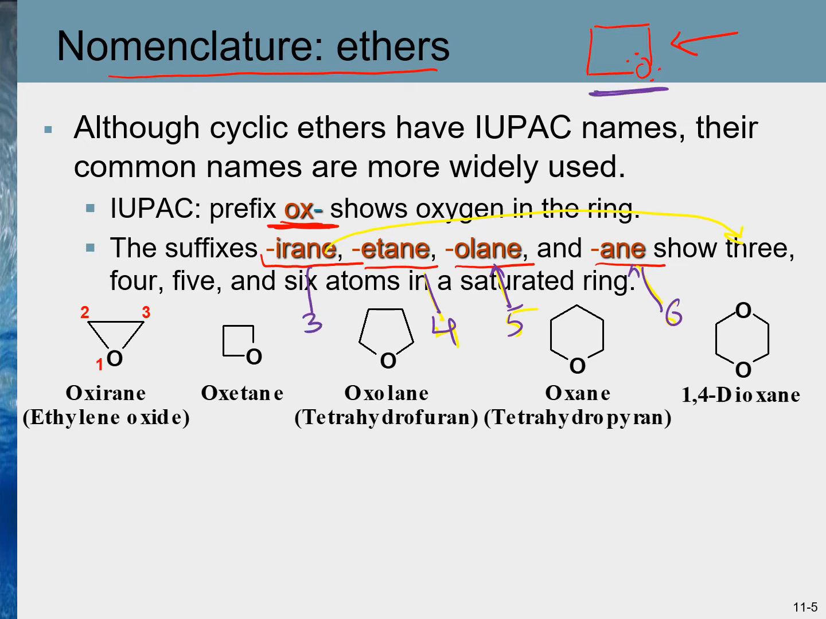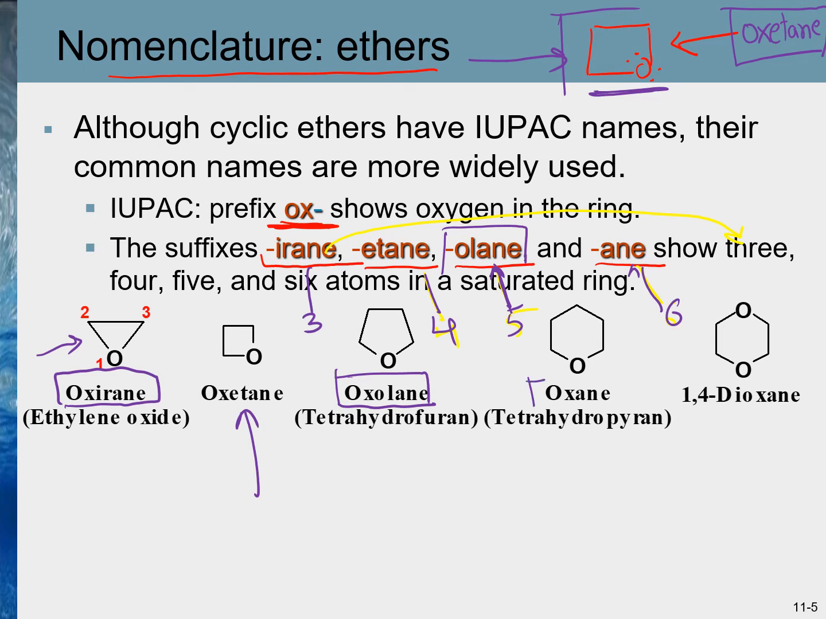So in our example, our ring size is 4, and we have an oxygen which is ether. So therefore the IUPAC name of this substance is ox. Ox indicates that there is oxygen, and then the ring size, which is 4, is etane. So the complete name is oxetane. Similarly, if we have a cyclic ether with a 3-membered ring, then the name will be oxirane. The 5-membered cyclic ether name is oxolane, because olane is the suffix for a 5-membered ring, and a 6-membered ring is oxane.